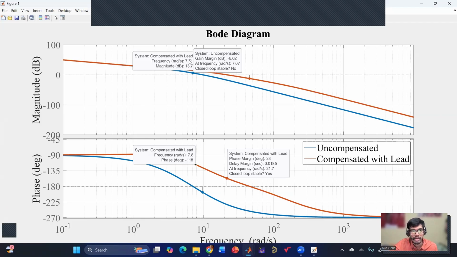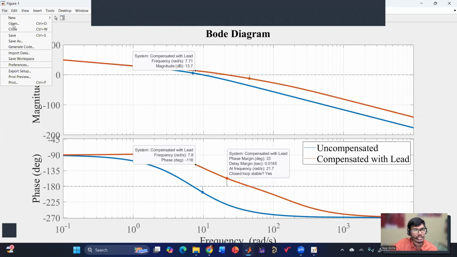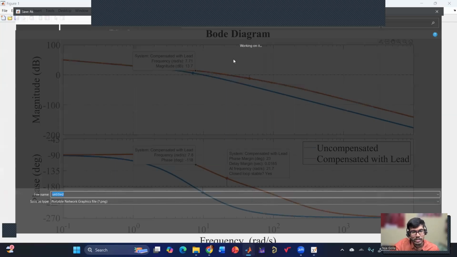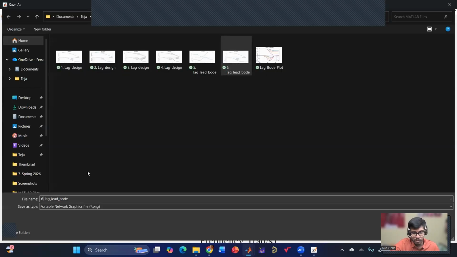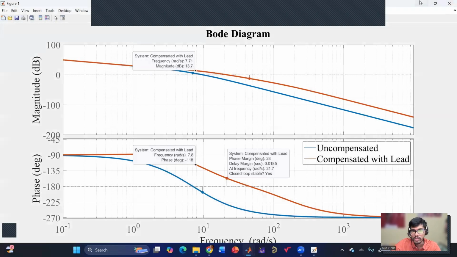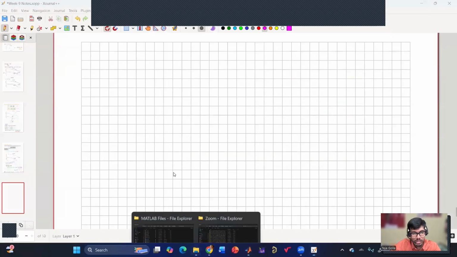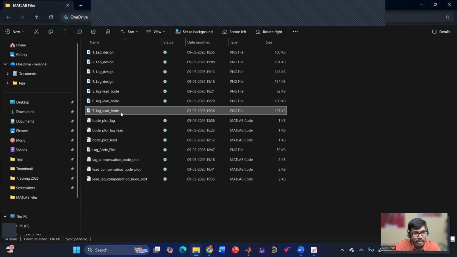So now this is my new frequency. Gain crossover frequency 7.71. So if this is my new gain crossover frequency, then this will correspond to my phase margin. So let us save this. This is the lag lead Bode. Okay, so let us save that here. 7 lag lead Bode.